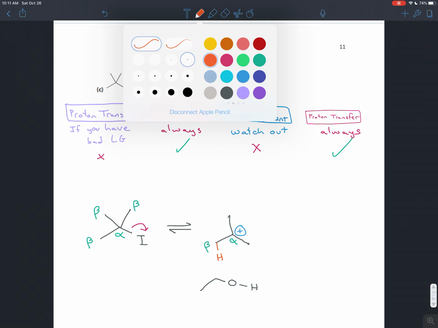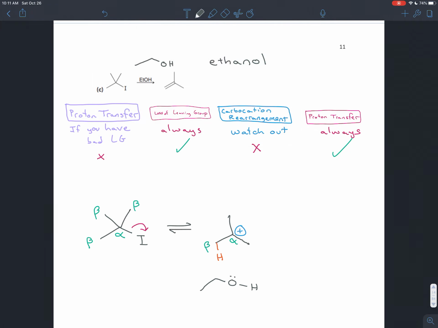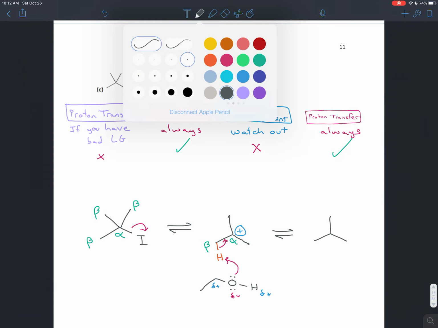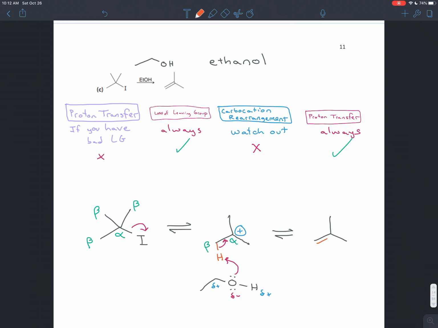So the lone pairs on the oxygen of ethanol, the oxygen of ethanol is slightly negative, right? The carbon and the hydrogen bonded to it are slightly positive. So that oxygen is slightly negative, it attacks this hydrogen. The electrons in that hydrogen are very vulnerable. They've been trying to get pulled toward that positive charge this whole time. Well, now they can do it. They go toward the positive charge, and so we end up getting our product.